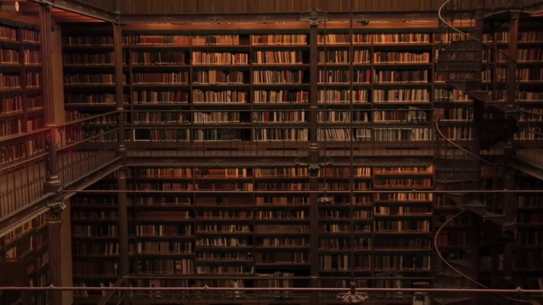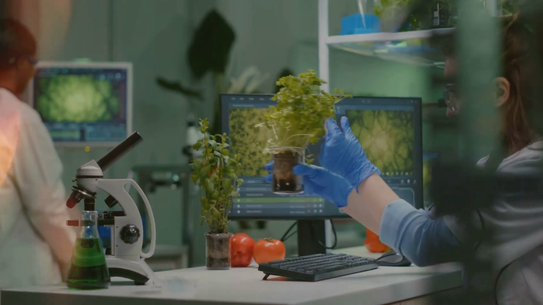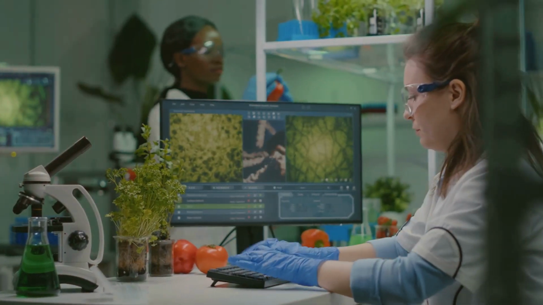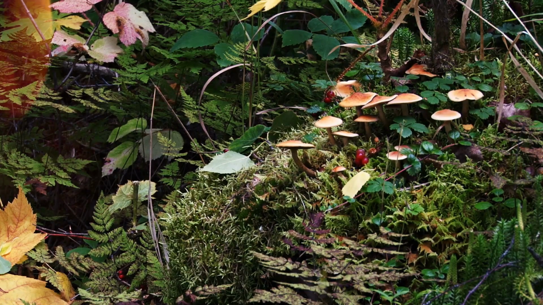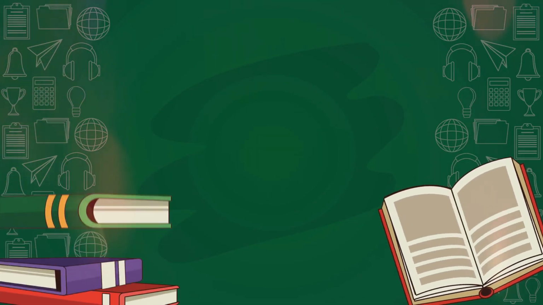Imagine a library with millions of books, but no way to find them. That's where classification comes in. Scientists have organized all living things into 5 main groups called kingdoms: animals, plants, fungi, protists, and bacteria. Think of each kingdom as a section in our library of life. Each kingdom is special and has an important job. Let's look at each one.